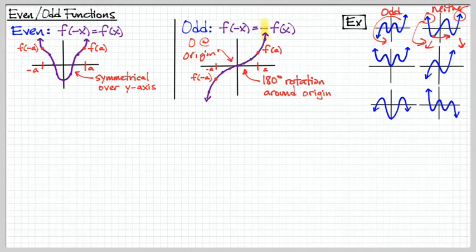Next one here, this one is even. I could fold it in half. Right up along this line, it would fall onto itself. This one over here, this is odd. Again, imagine we rotated it by 180 degrees. It would land exactly on itself. And it has a 0 right at the origin.